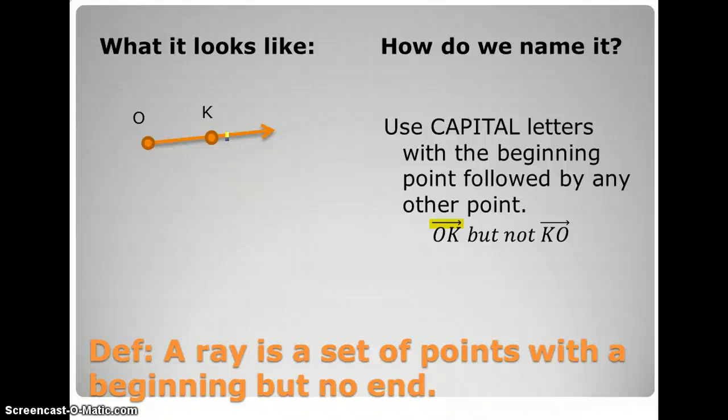But it's not KO, because KO would be saying we started at K and went towards O. So our arrow would be pointing this way.